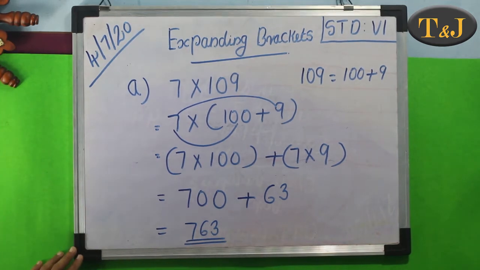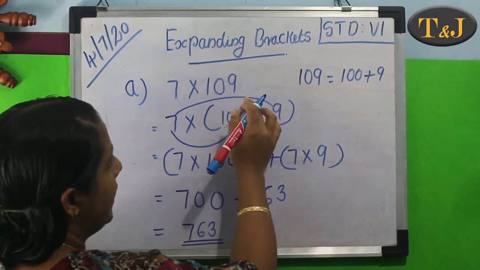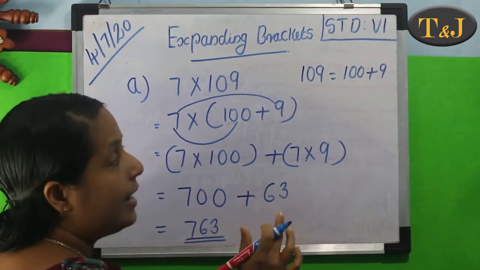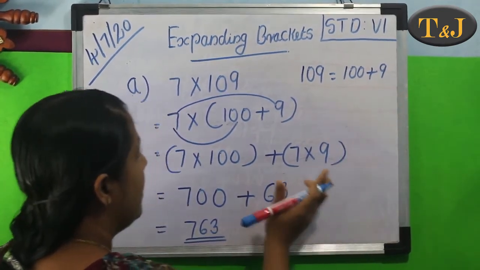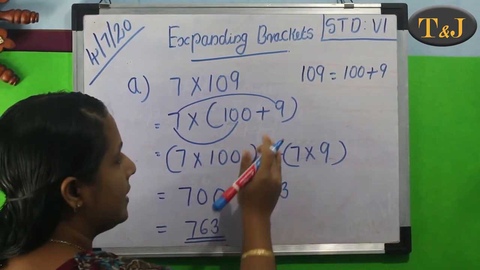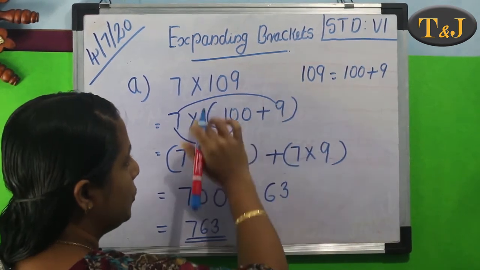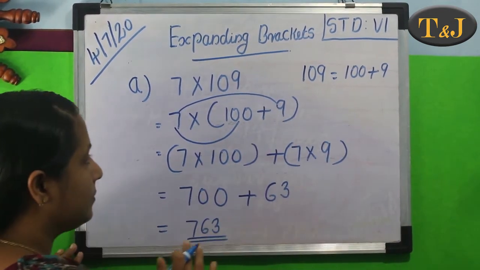Once again I explain, 7 multiply 109, that is our question. In this number we want only to break the number 109. 109 means 100 plus 9. So in the place of 109, now we write 100 plus 9. So 7 multiply 100 plus 9. These numbers we have to put inside the bracket.